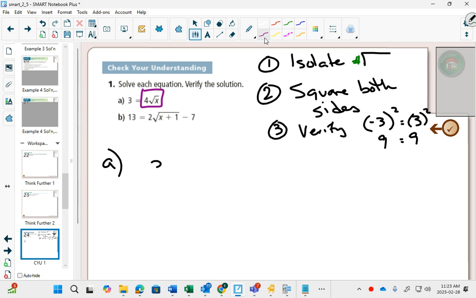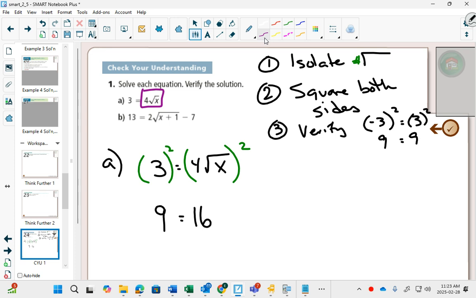So in this question, let's say I leave it and I decide, okay, I've got my term with my square root by itself. I'm going to square this whole side. I'm going to square this whole side. Squaring 3 gives me 9. Squaring this is 4 root x times 4 root x. You see the 4 times 4 would give me 16. And the root x times root x will give me just x. And so we get x by itself to be, divide both sides by 16, 9/16.